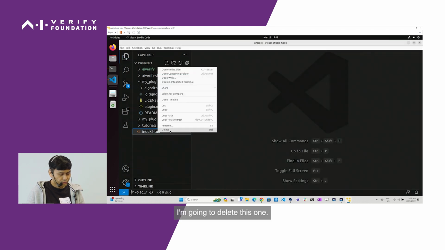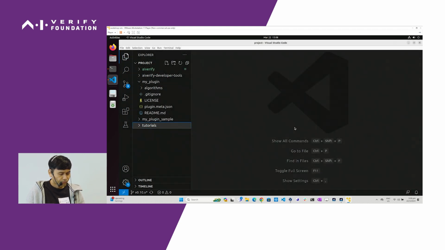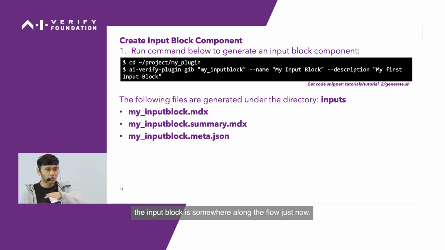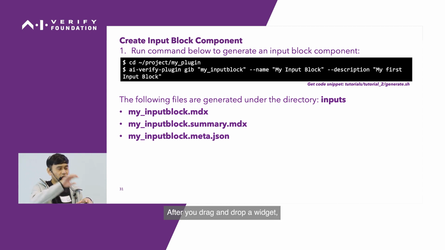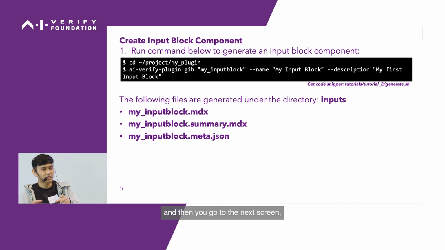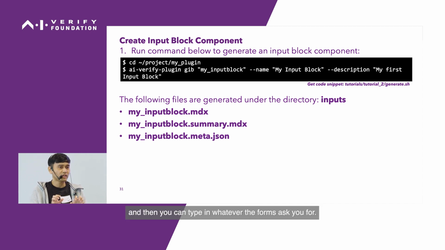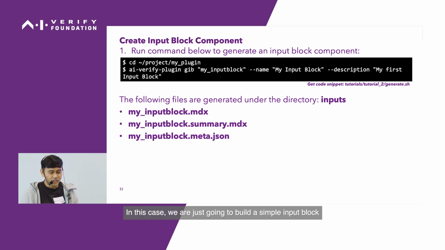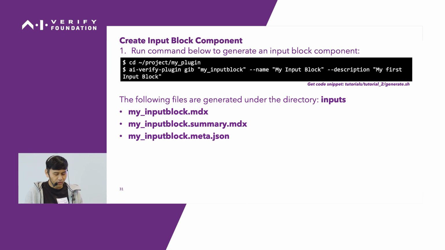I'm going to delete this one. Okay, so let's create the input block. If you remember, the input block is somewhere along the flow just now. After you drag and drop a widget and go to the next screen, there can be some blocks where you get some input fields, and you can type in whatever the forms ask you for. In this case, we are just going to build a simple input block with two fields.